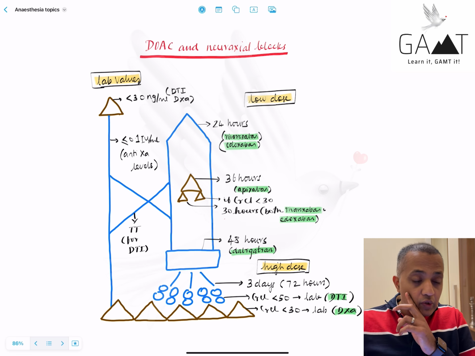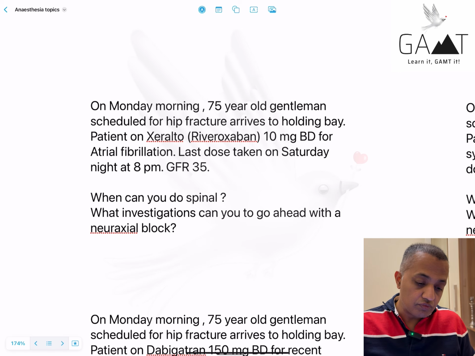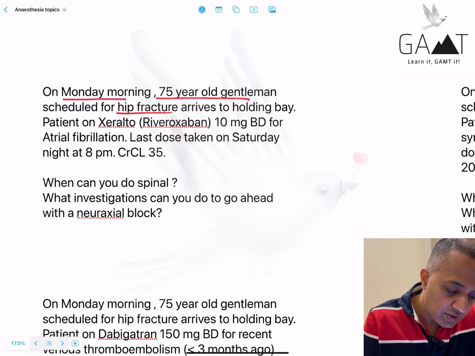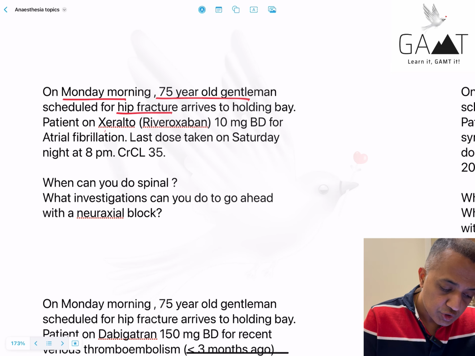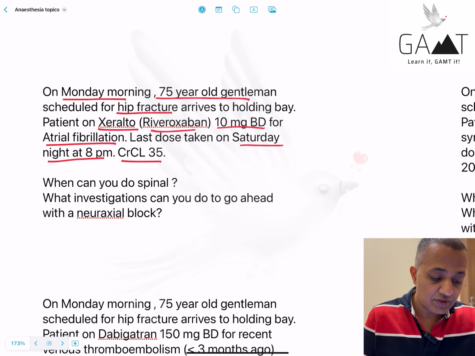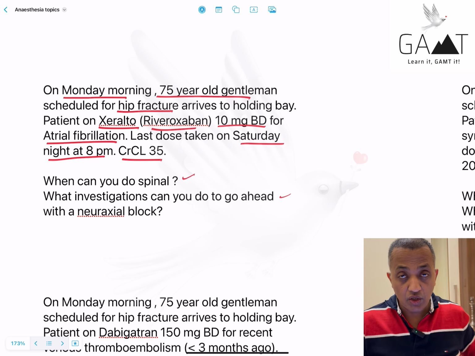Now we're going to look into how we're going to apply that in day-to-day practice. So we're going to take 4 examples and we're going to go through them very quickly. On Monday morning, you have a 74-year-old gentleman for hip fracture in the holding bay. The patient is on Xarelto, rivaroxaban 10 milligrams BD for atrial fibrillation. So last dose taken on Saturday night at 8 p.m. Creatinine clearance of 35. So when can you do spinal? What investigations can you do to go ahead with the neuroaxial block if you had to?